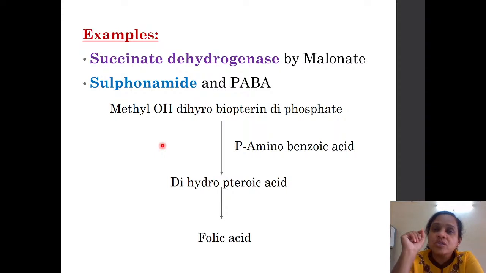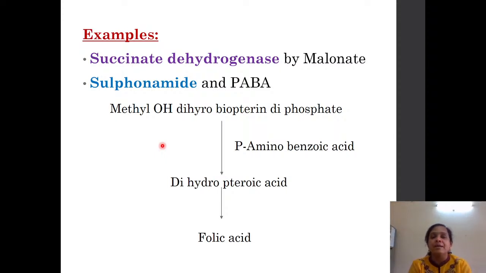Now, if you know the functions of folic acid, it is very much required for the formation of nucleic acids. In folate deficiency, the nucleic acid synthesis does not occur. So, the cell development and everything are altered.